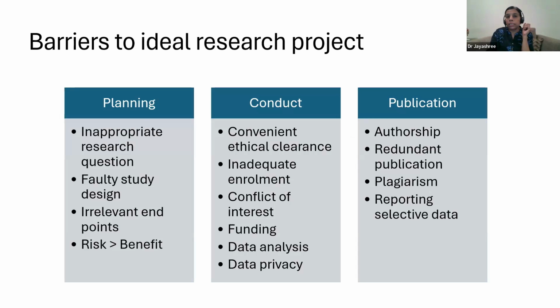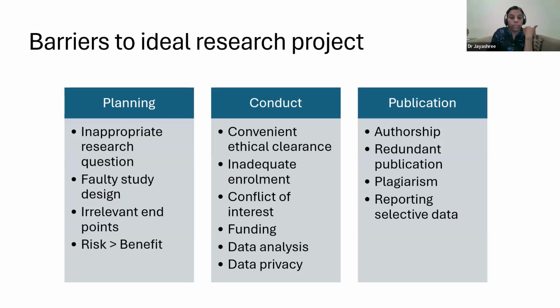Just touching upon certain barriers to an ideal research project. Again, the barriers can occur at these three stages. It can occur at the stage of planning, especially when you have an inappropriate research question. It's very weak, or it may not be relevant. It may not be local. It's something which is too ambitious, and it's impossible for you to get that kind of sample size or funding to answer that research question. So the inappropriate research question itself can become a barrier to a research project.